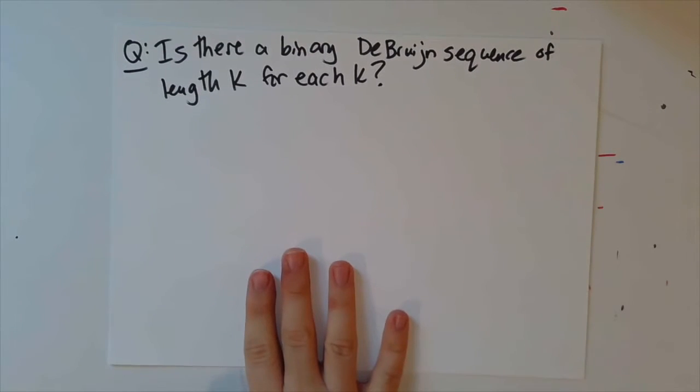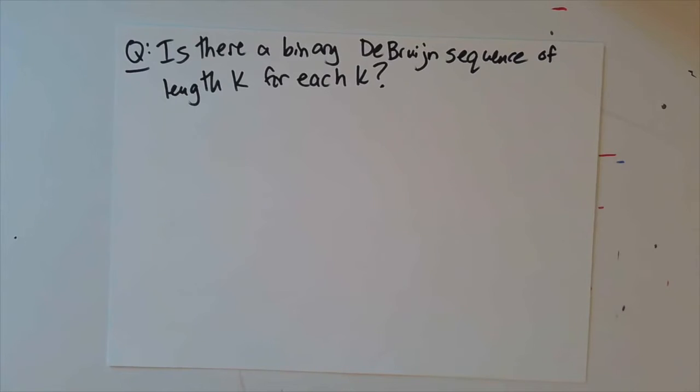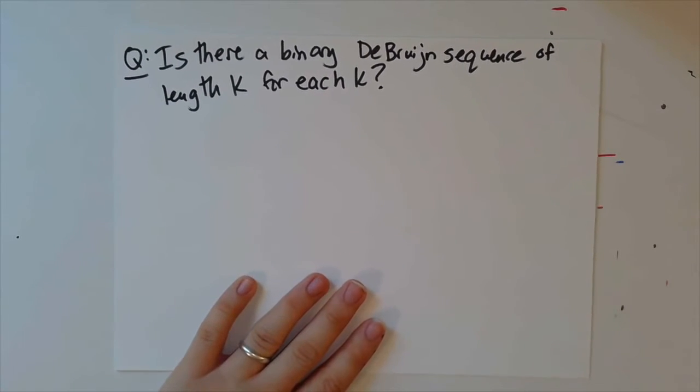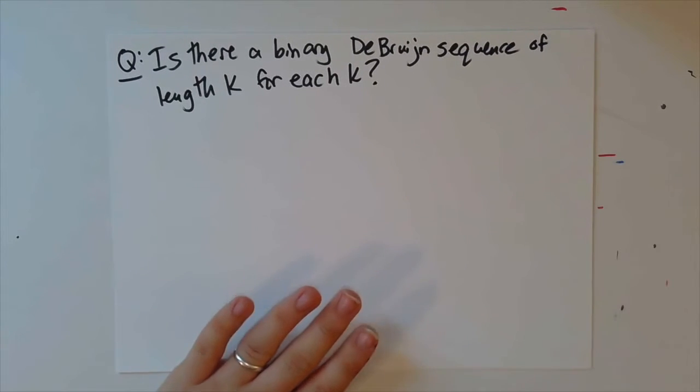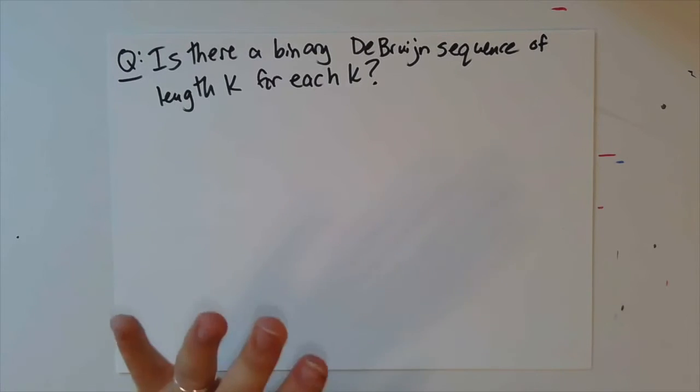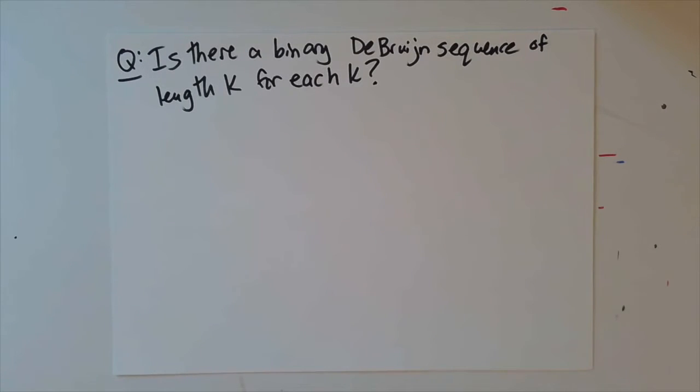And so we're now at the phase where, between this and talking about Eulerian trails and circuits, we're really talking about just the question, does there exist a binary de Bruijn sequence of length k at all for each k?